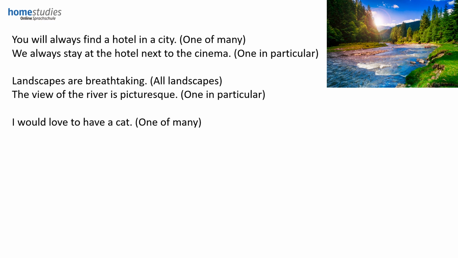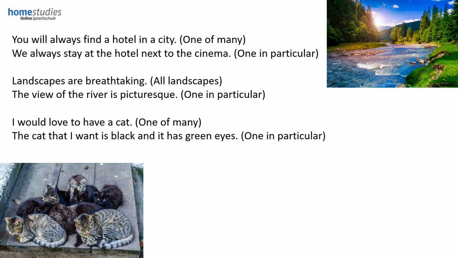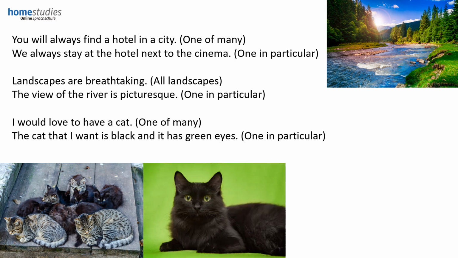Have a look at this next example. Landscapes are breathtaking. We're talking about all landscapes generally. In the next sentence, the view of the river is picturesque. We're talking about a particular place, a particular view. Also, in the next one, I would love to have a cat. We're talking about one cat, one of many. But if we want to specify, we could say the cat that I want is black and it has green eyes. So we're referring to one in particular.